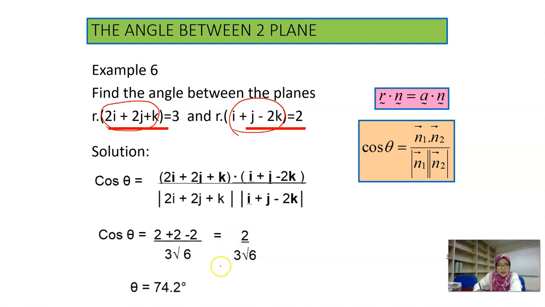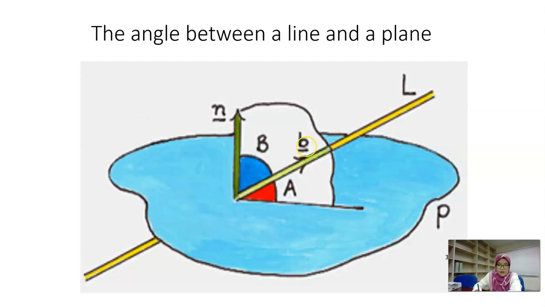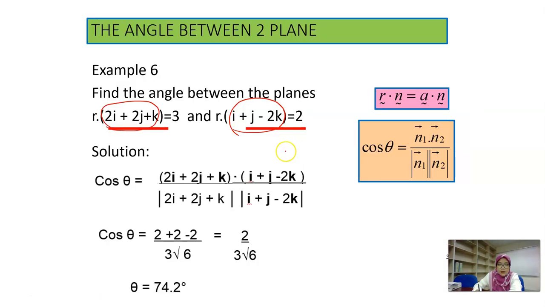Then you get this. So theta equals 74.2 degrees. It should be acute. Okay, that one is for the angle between two planes.